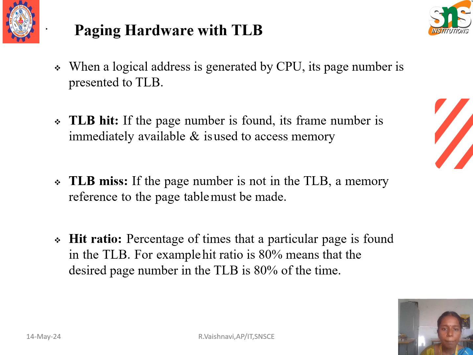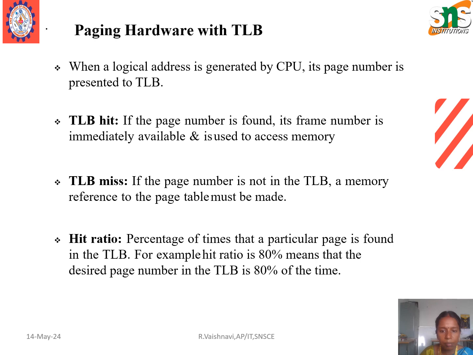Next one is paging hardware with TLB. When a logical address is generated by the CPU, its page number is presented to the TLB. Here we have TLB hit, TLB miss and hit ratio. First one, TLB hit. If the page number is found, its frame number is immediately available and is used to access memory. Next one, TLB miss.